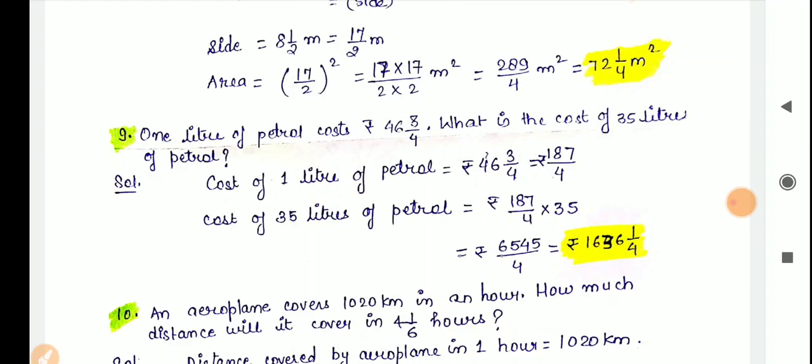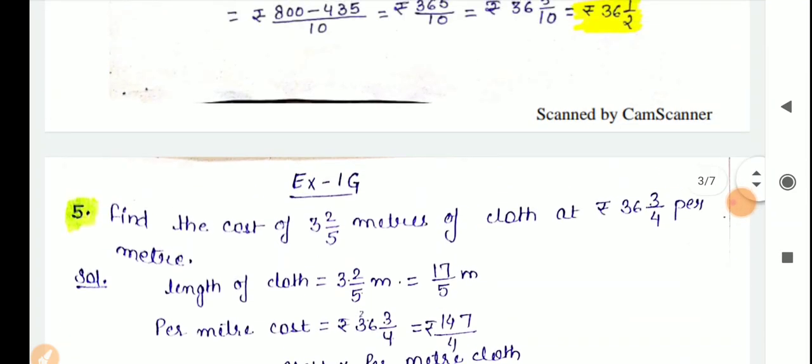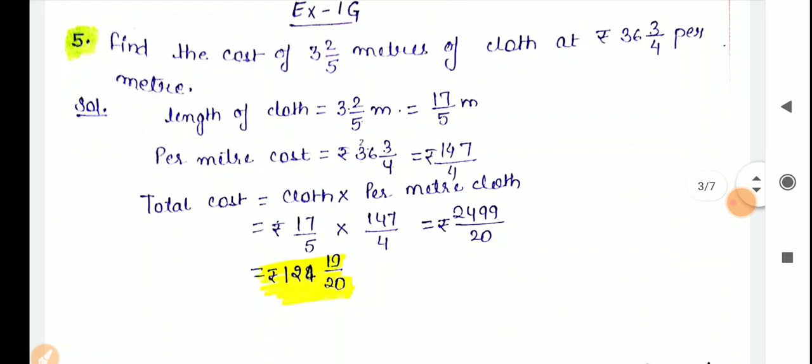Clear? In the previous question, like one question also was there, that cloth one, find the cost of 3 complete 2 by 5 meters of cloth at some rate. So here also what they were asking about more, what they had given per meter, like cost per meter, then they were asking about the cost of more meters of cloth.